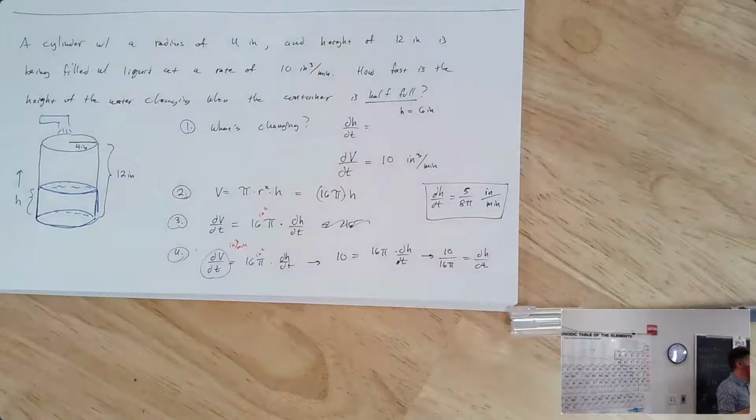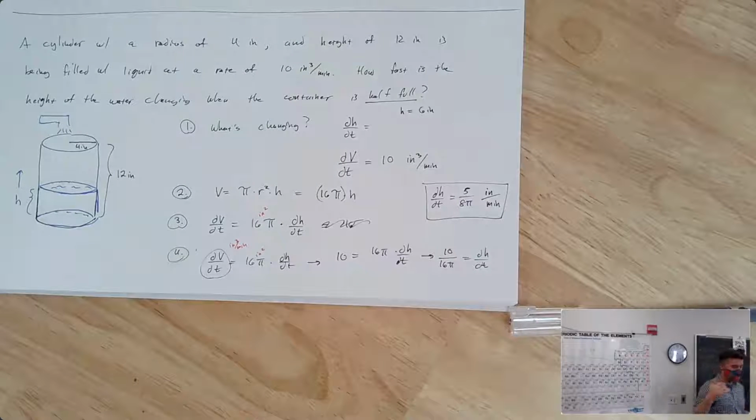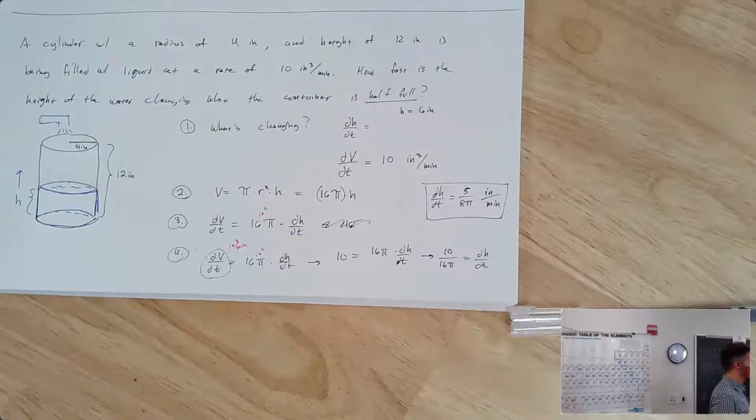So this is always the process, or at least this is the process that I have found works pretty well for people. You figure out what's changing, you find an equation relating them, then you differentiate both sides, then you plug in what you know, and solve for what you want.